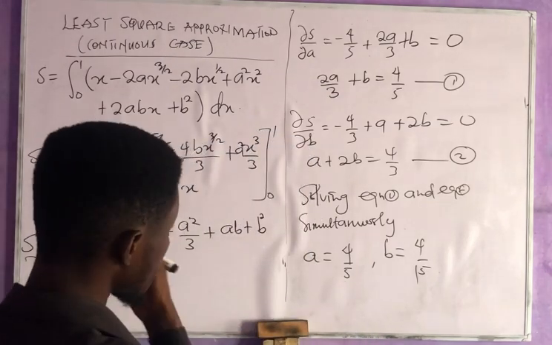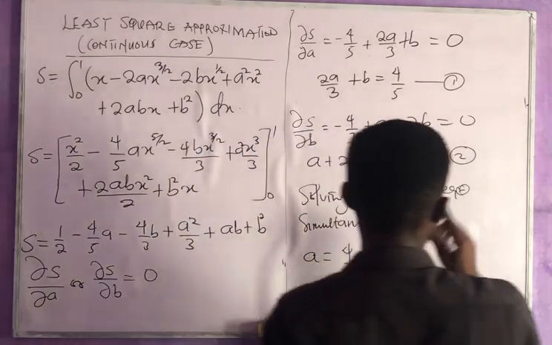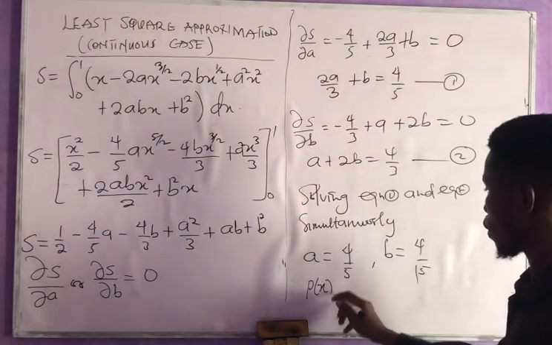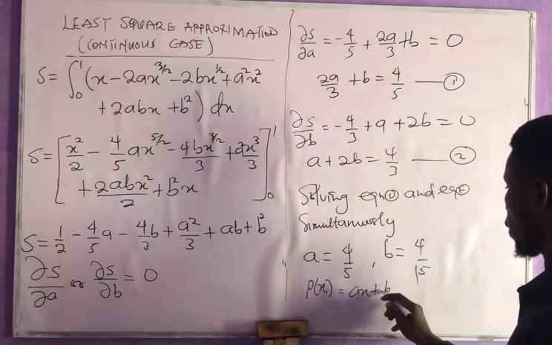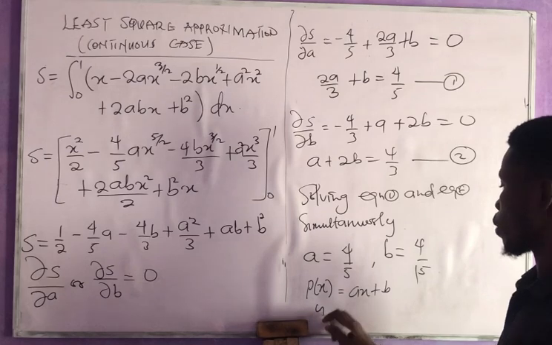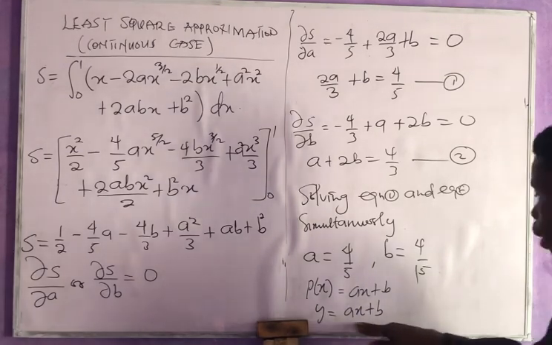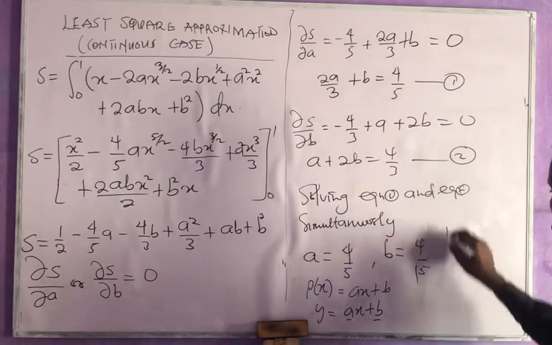So now, after getting this, in fact, we wanted to, the line that I quoted for you, the p of x, which was ax plus b. This is a line, so I can also write it as y equals ax plus b. The aim was to find a and b. Now we have our a and b.